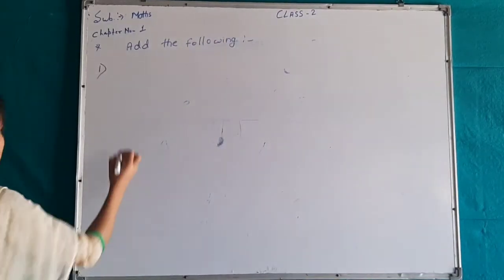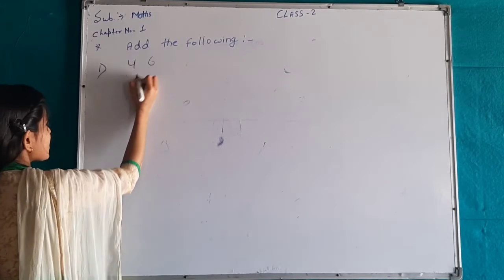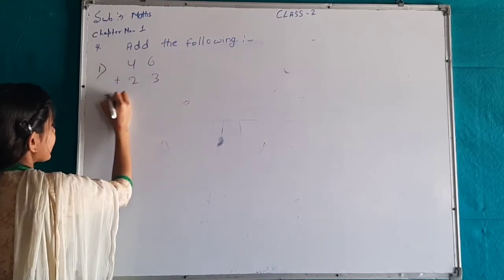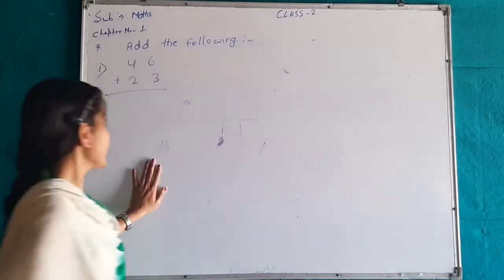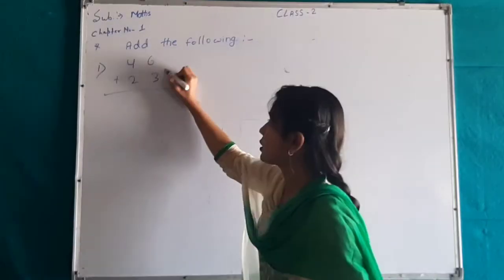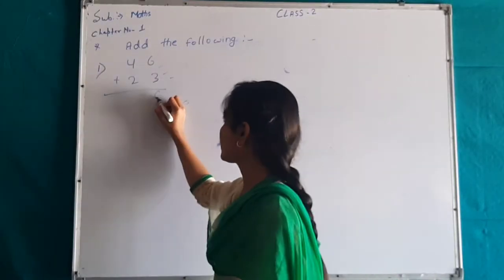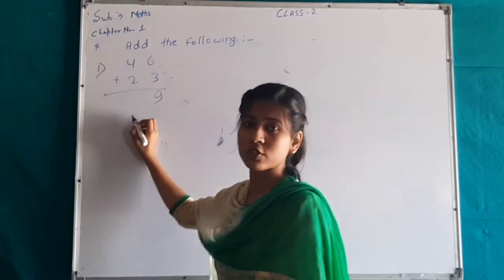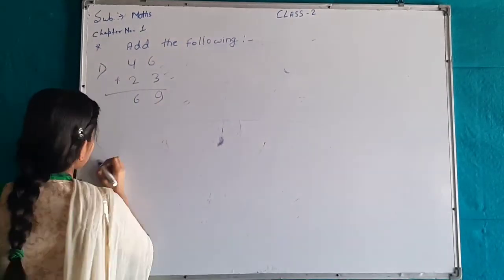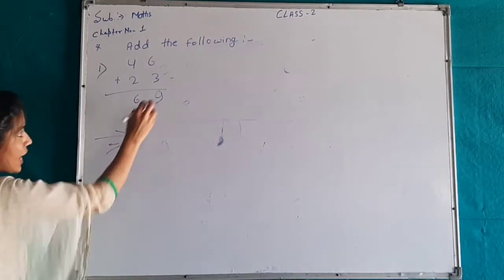Our question is 4, 6, 2, 3. We have to add it. We know how we can add: 6 plus 3 equal to 9. 4 plus 2 equal to 6.